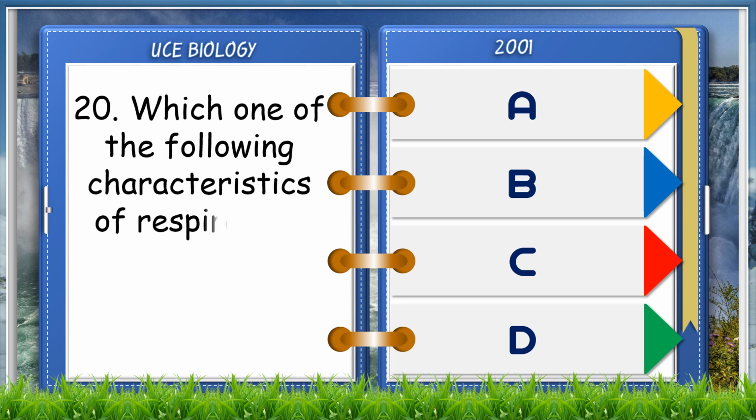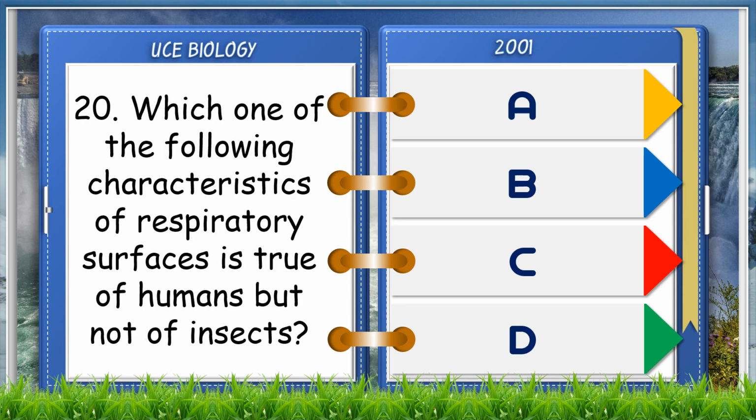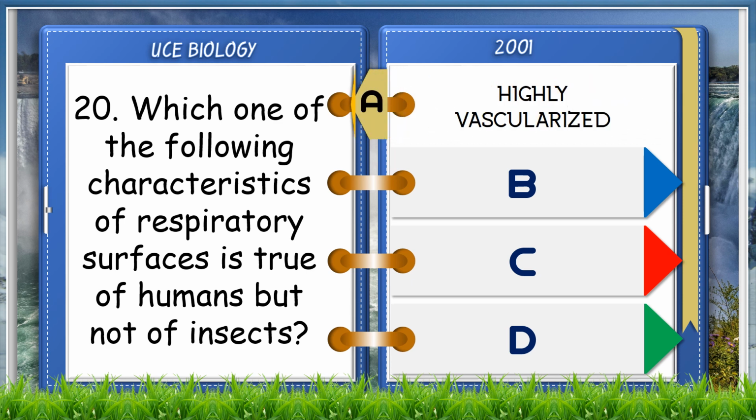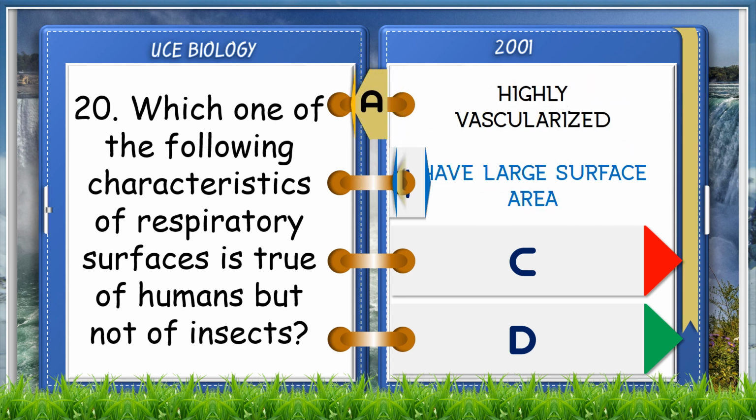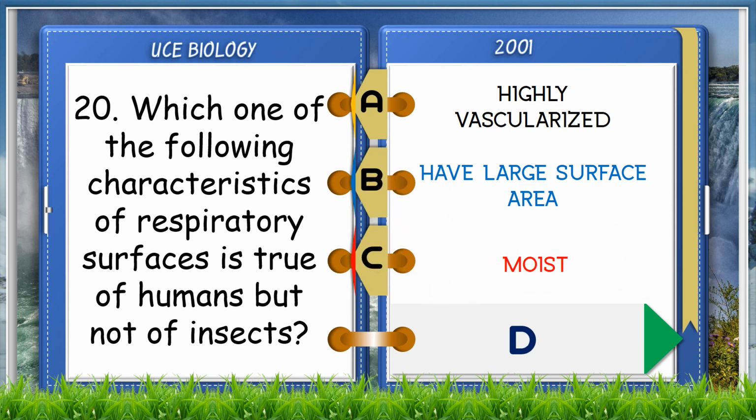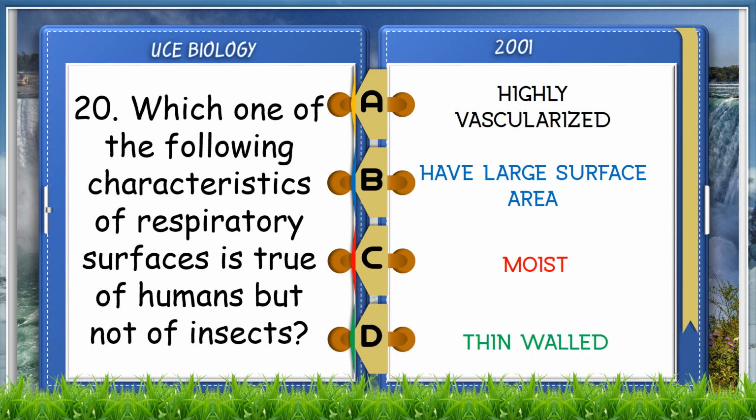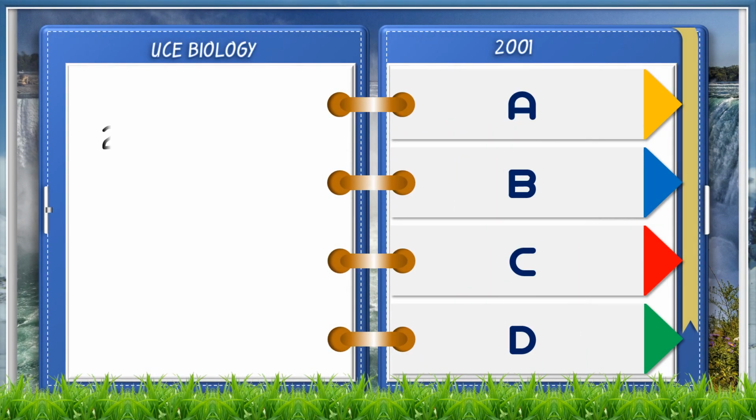Which one of the following characteristics of respiratory surfaces is true of humans but not of insects? A. Highly vascularized. B. Have large surface area. C. Moist. D. Thin-walled. The answer is A. Highly vascularized.